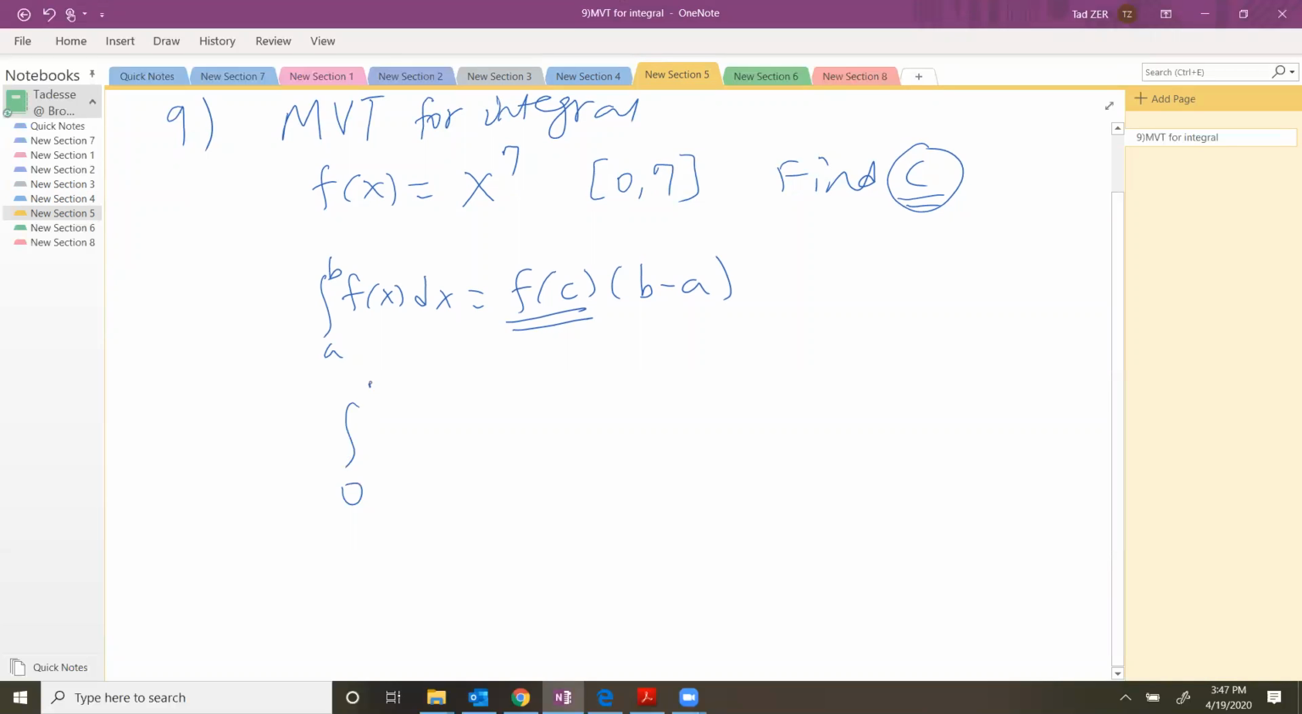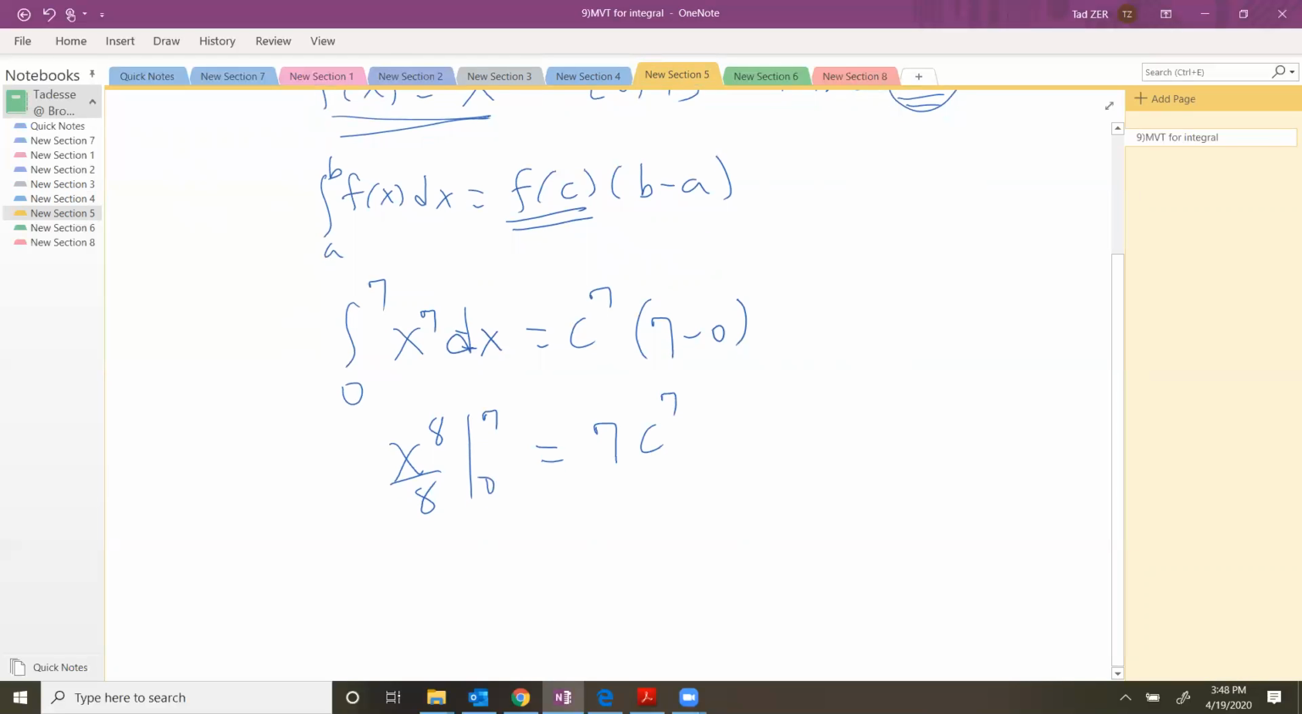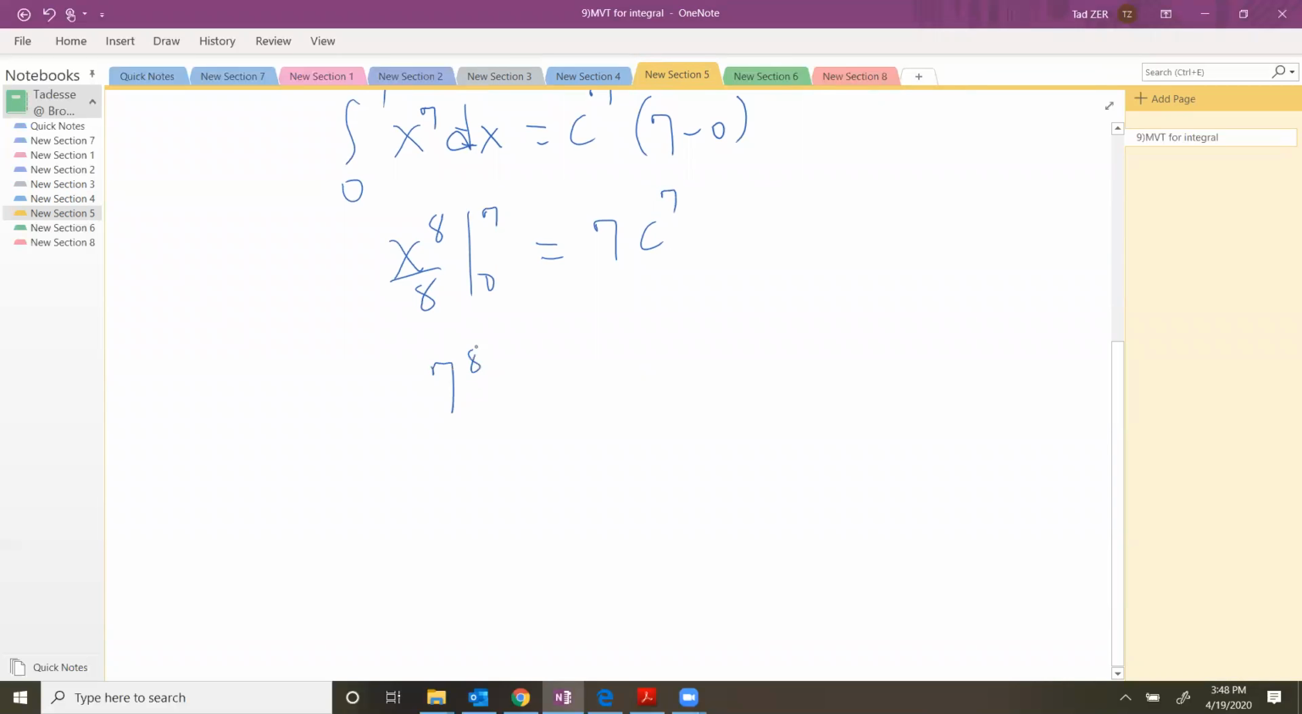Here a is 0, b is 7, f of x is x to the 7. The integral of x to the 7 dx equals f at c times 7 minus 0. F at x is x to the 7, so this would be c to the 7 times 7 minus 0. Okay, so what is the antiderivative of x to the 7? X to the 8 over 8 from 0 to 7 equal to 7c to the 7. So that gives me 7 to the power of 8 over 8 minus, at 0 it is 0, equal to 7c to the 7. So 7 to the power of 8 divided by 8 equal to 7c to the 7.